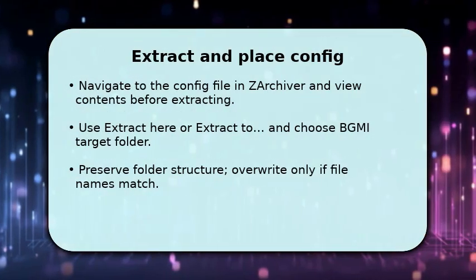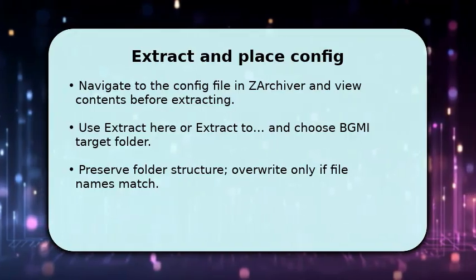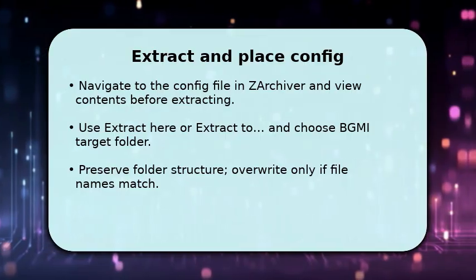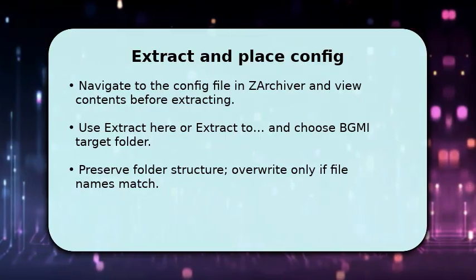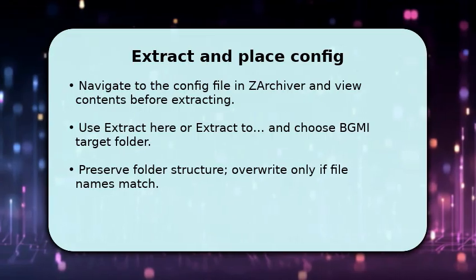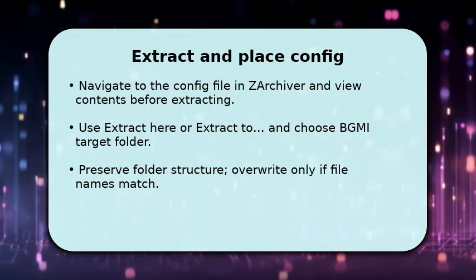Now you extract with intention. Open the archive in ZArchiver and tap Extract. Select the BGMI target folder you noted before. Choose Preserve Folders so the game sees files in the expected structure. If a prompt asks to overwrite, confirm only when you're sure the config version matches.